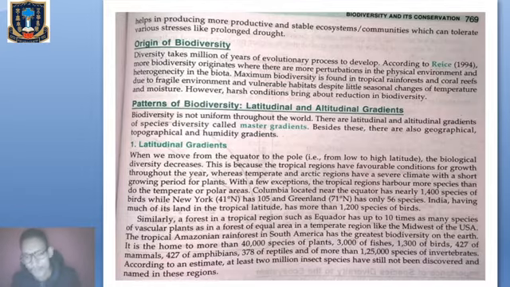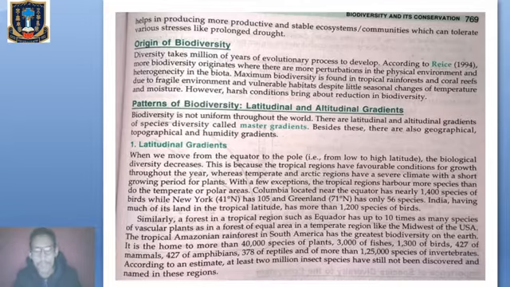We have two patterns of biodiversity: the latitudinal biodiversity gradient and the altitudinal gradient. But in our syllabus, we have to go through the latitudinal gradient, because biodiversity is not uniform throughout the world. There are latitudinal and altitudinal gradients of species diversity, which is called the master gradient. Now, what does the latitudinal gradient mean? It says that when we move from the equator to the pole, that is, from low latitude to high latitude, the biological diversity decreases.